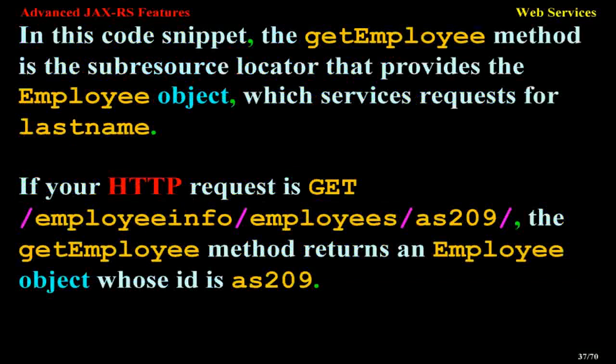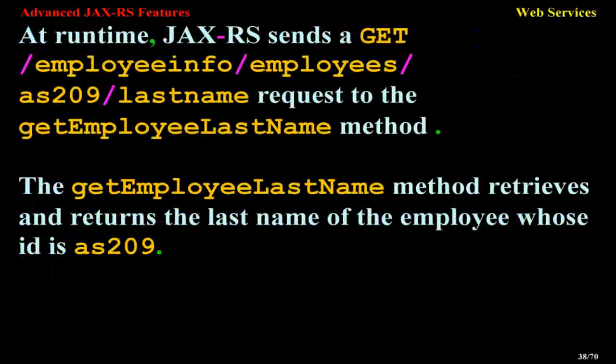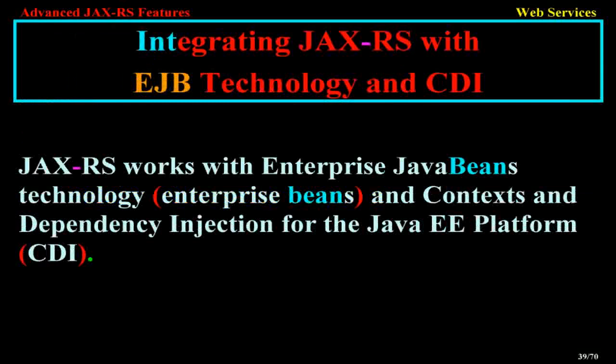If your HTTP request is GET /employeeinfo/employees/S209, the getEmployee method returns an Employee object whose id is S209. At runtime, JAX-RS sends a GET /employeeinfo/employees/S209/lastname request to the getEmployeeLastName method. The getEmployeeLastName method retrieves and returns the last name of the employee whose id is S209.